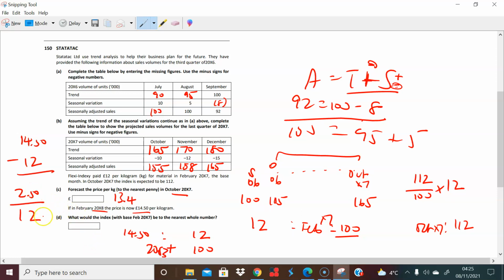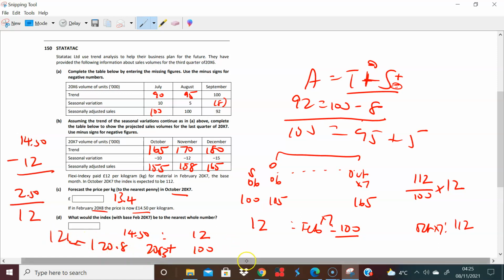Yes, £2.50 over 12 is about 20%. So you have a new base of about 120.8, well, 121 in effect, because if I round that up, I'll get 121. So it really is asking you to move from 12 with a base of 100 to 14.5 in effect, which is the same thing as saying 14.5 over 12 times 100. 14.5 times 100 divided by 12 is 120.8.